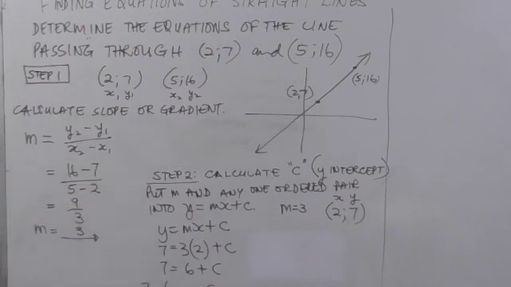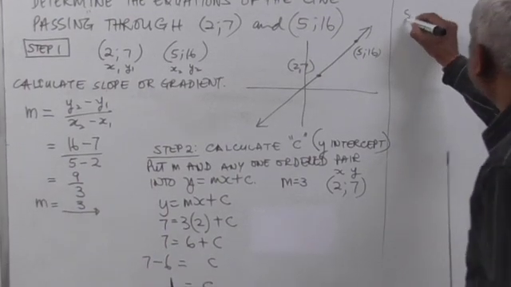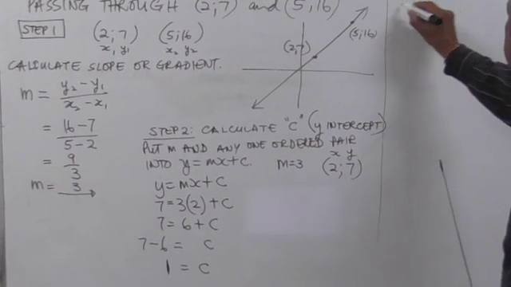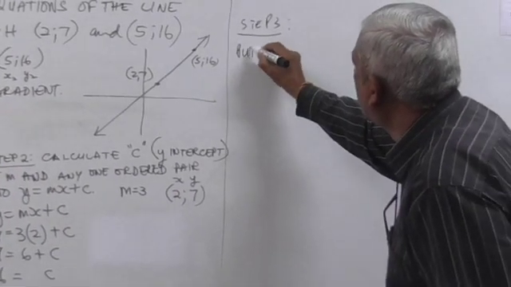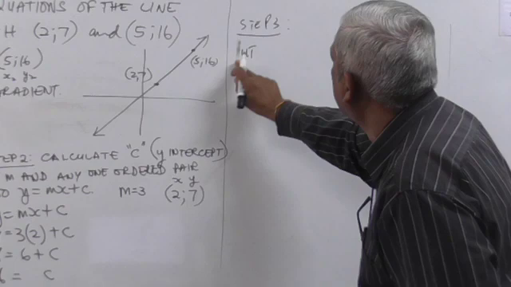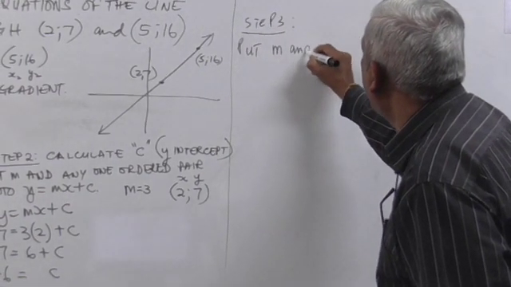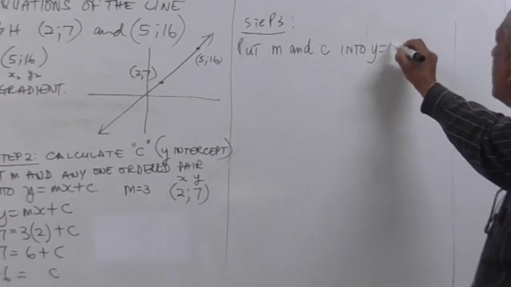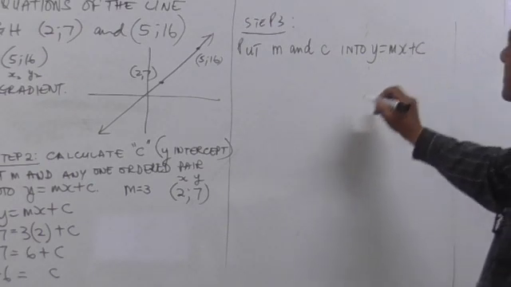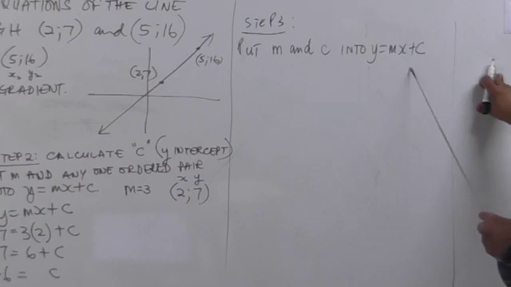Now that was step 2. Now we're doing the last step, which is step 3. I'm just going to go across. And then we write step 3 here. In step 3, it's simple substitution. You got to put m and c into y is equal to mx plus c. That's all. In step 3, you put m and c into y is equal to mx plus c.